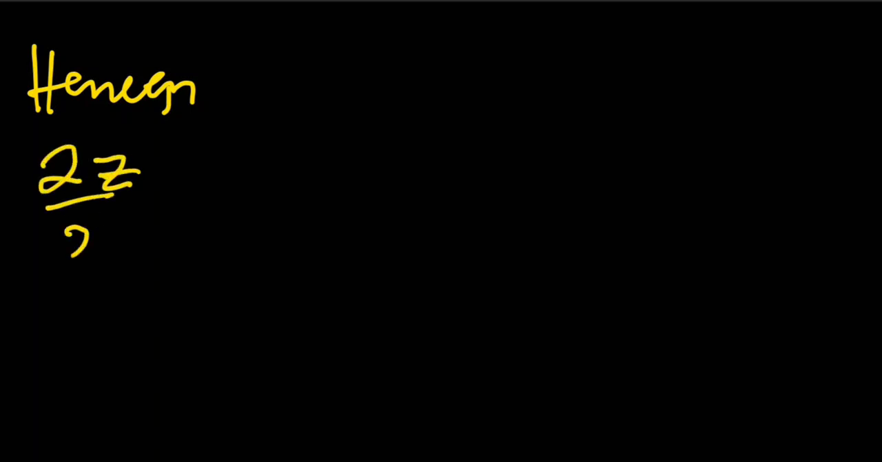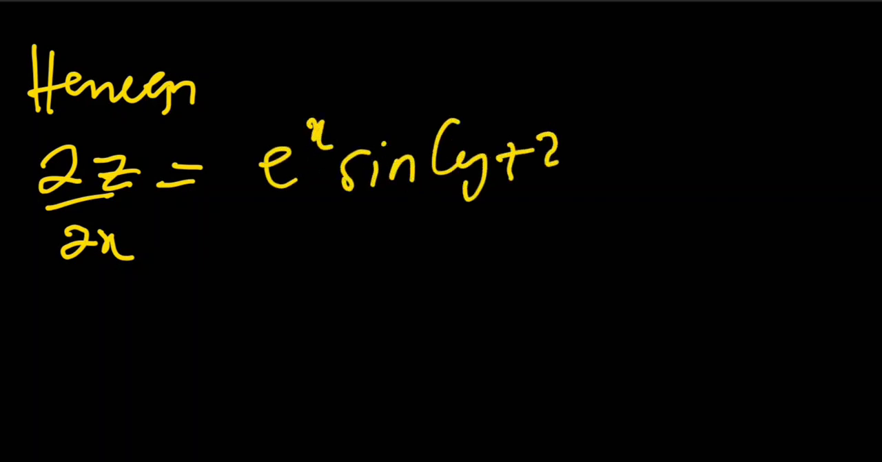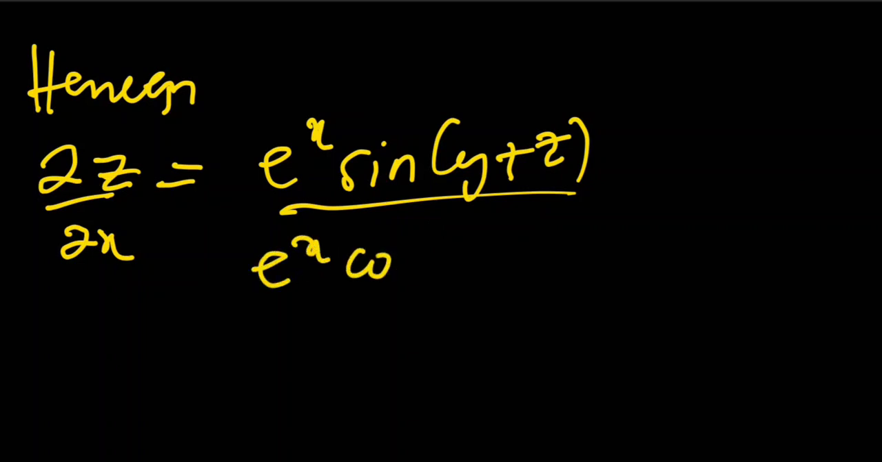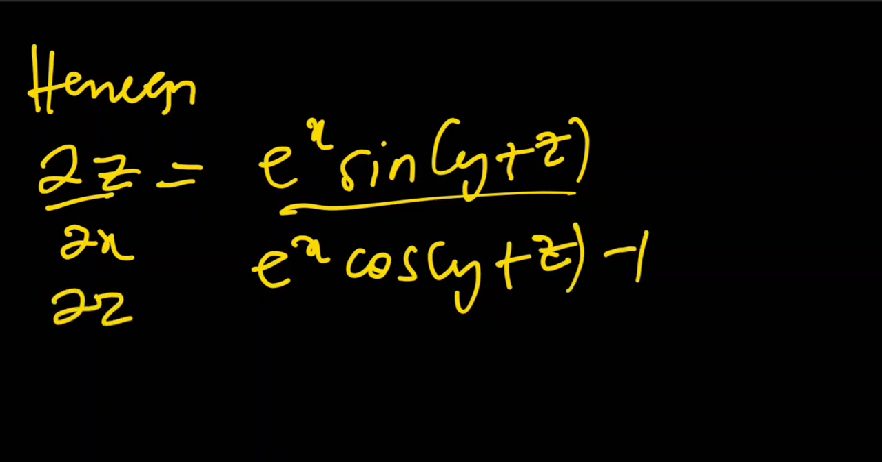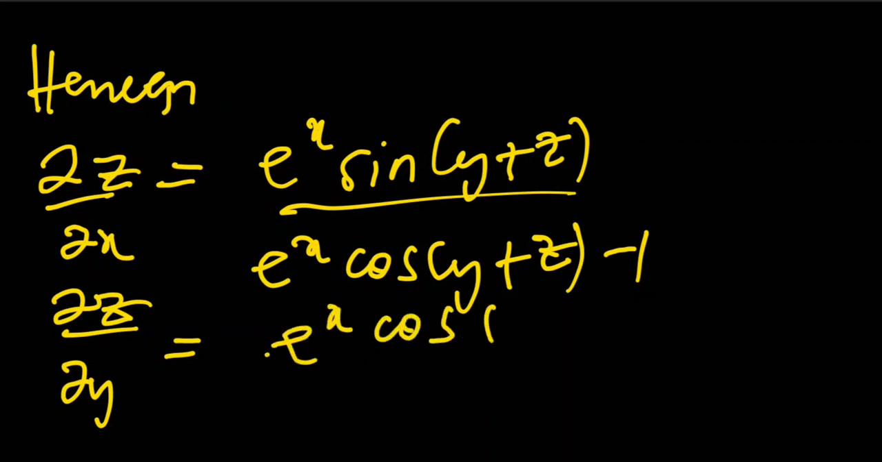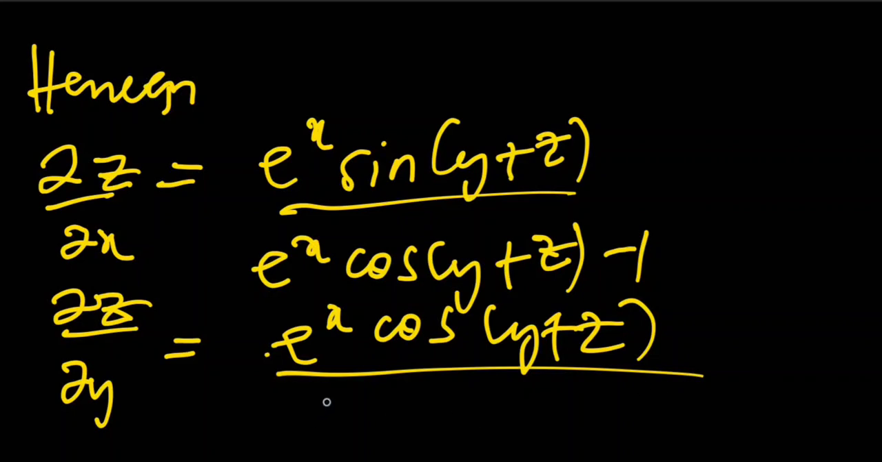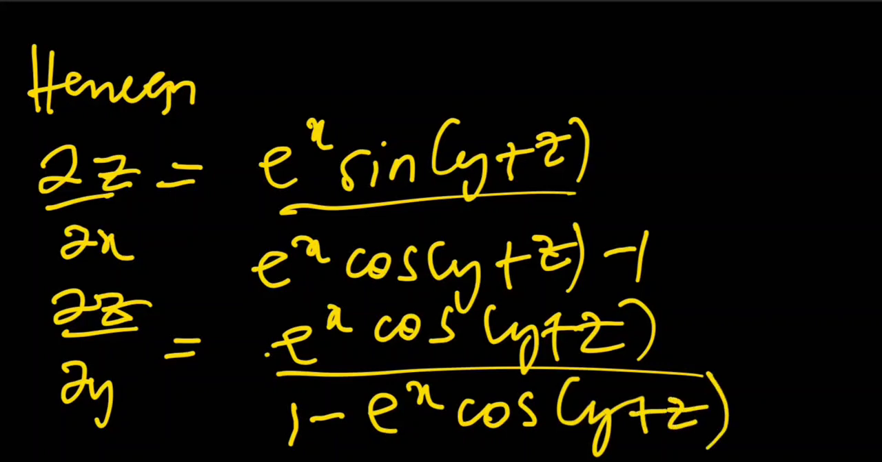Hence dz over dx will be equal to e^x sin(y + z) all over e^x cos(y + z) minus 1, and dz over dy will be equal to e^x cos(y + z) all over 1 minus e^x cos(y + z). Let's move to the second question.